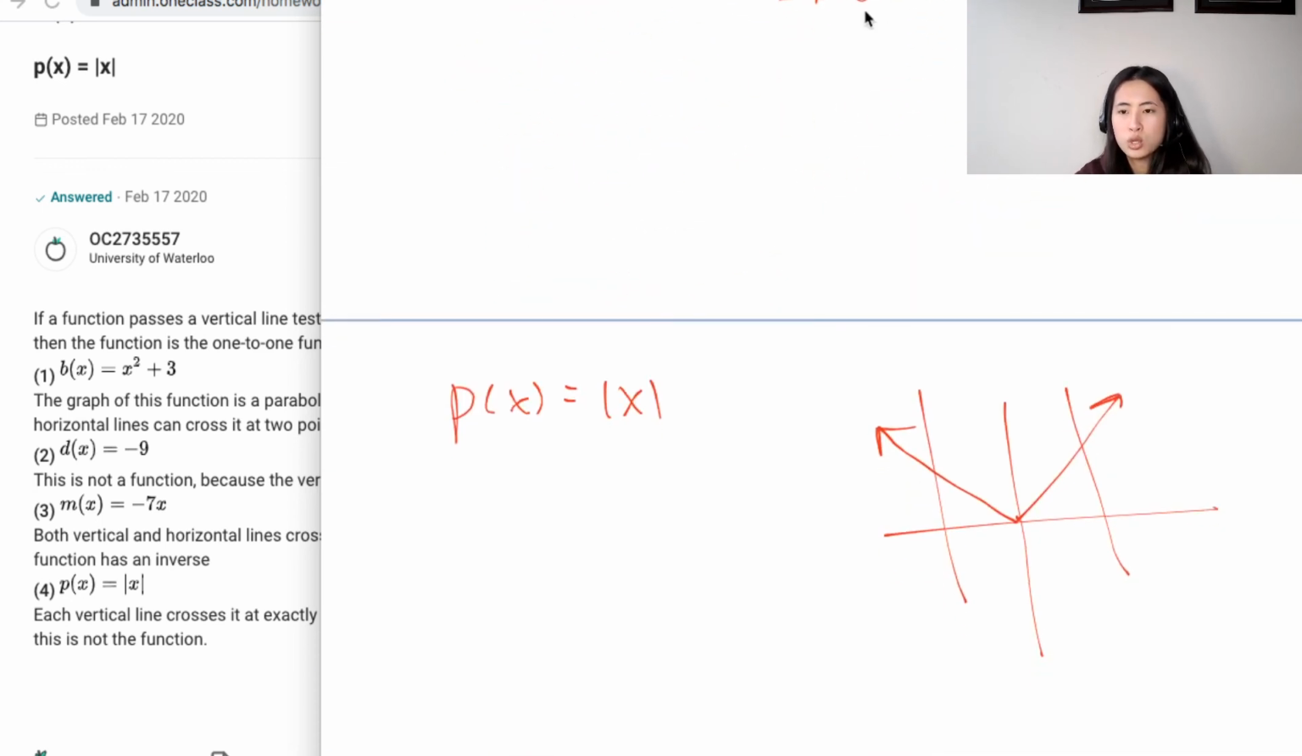However, if you try to draw horizontal lines at any point on an absolute value function, it's passing through your function twice, so it does not satisfy. Can you see this? It passes this line twice. So that means it does not satisfy the horizontal line test. Therefore, you don't have any inverse for p of x, which is equal to the absolute value of x.